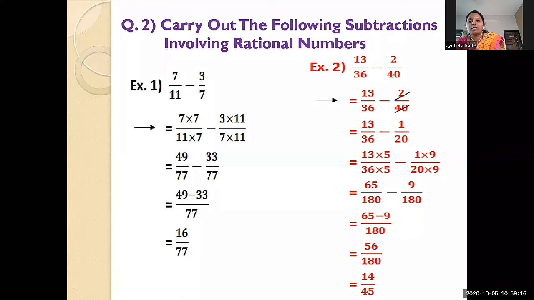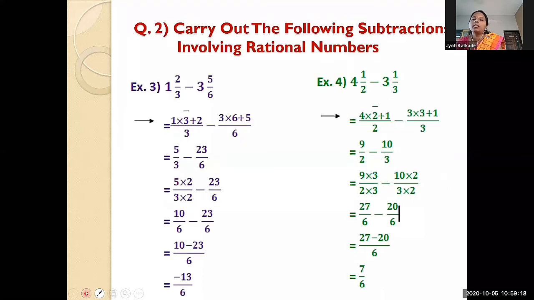Now next question, next example. Example third. Now here is given a mixed fraction. First of all, we have to convert it into the improper fraction. Now our example is 1 2 upon 3 minus 3 5 upon 6. Convert it into improper fraction as in addition. Okay. In the example of addition, we have converted into improper fraction.